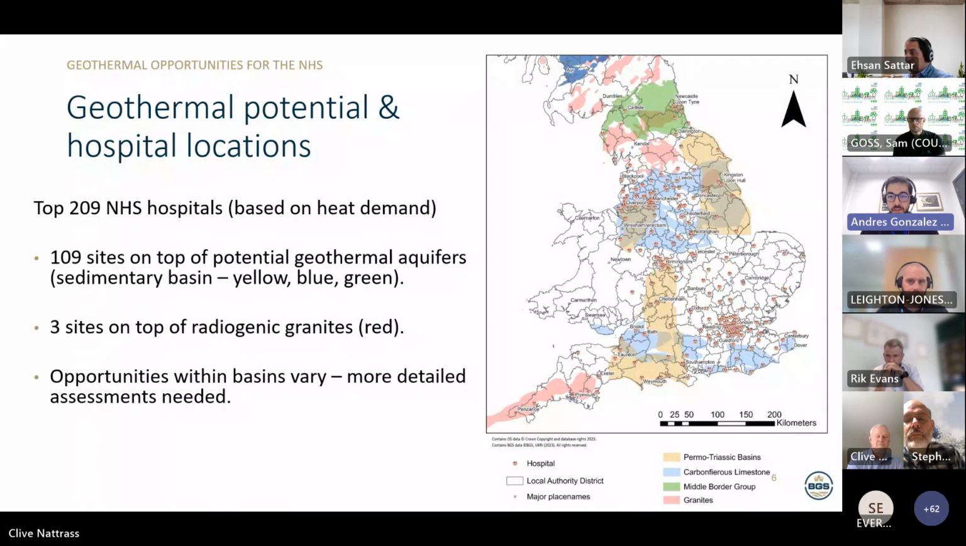So there are radiogenic granites. You can see that in red colors in the figure. And there are only three sites on top of these granites in this preliminary analysis we have done. So the opportunities vary within these basins. So we have done more detailed analysis trying to understand the size of the resource and the depth to the resource. So next slide, please.